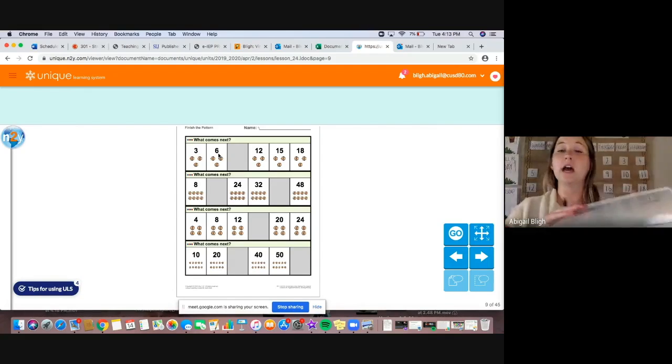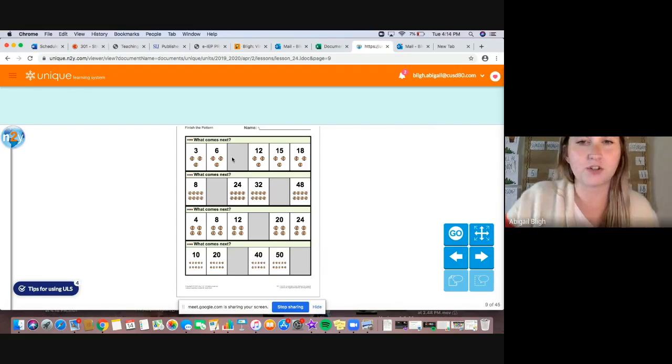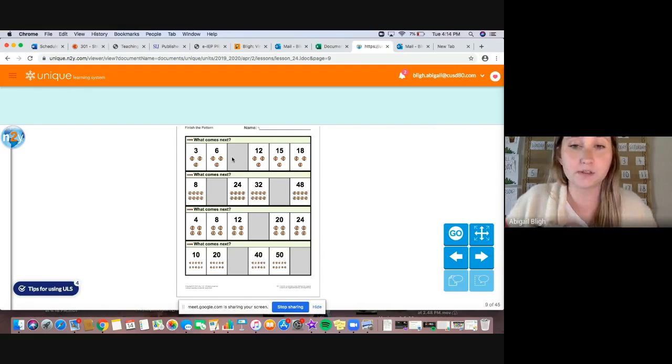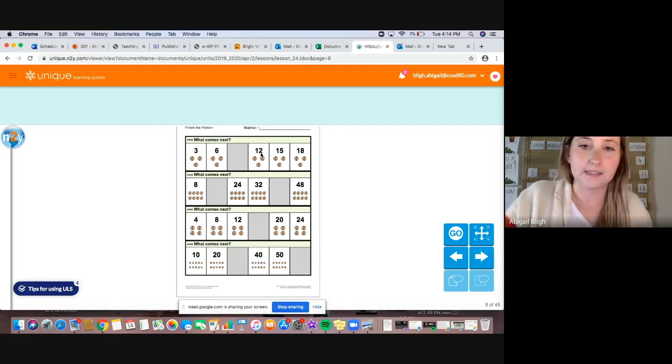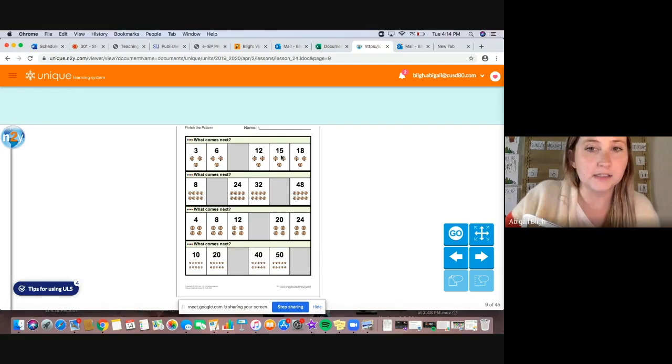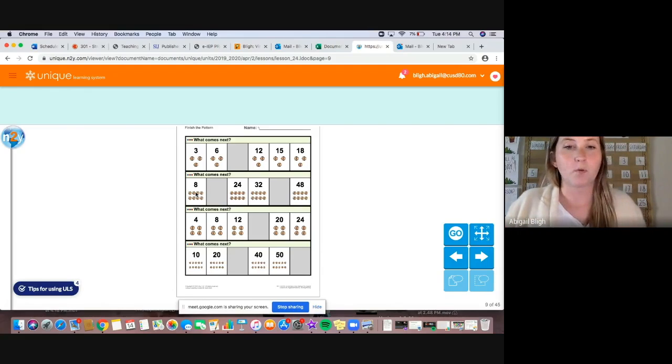Now, if I put a 9 in this box right here, let's check to make sure that works. 9 plus 3. Is 9 plus 3 12? Yes. Is 12 plus 3 15? Yes. Is 15 plus 3 18? Yeah, so we were right. The 9 comes here.